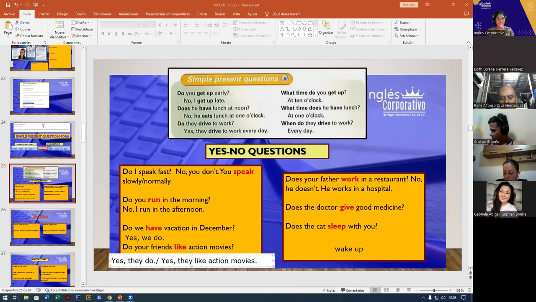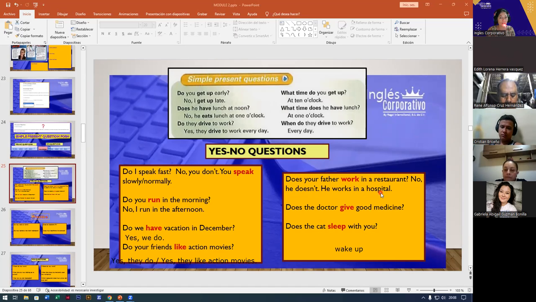For example, does your father work in a restaurant? No, he doesn't. This is a negative answer. And it's a short answer because you finish in the auxiliary. He works in a hospital. So here you give the answer and here you give the specific information.